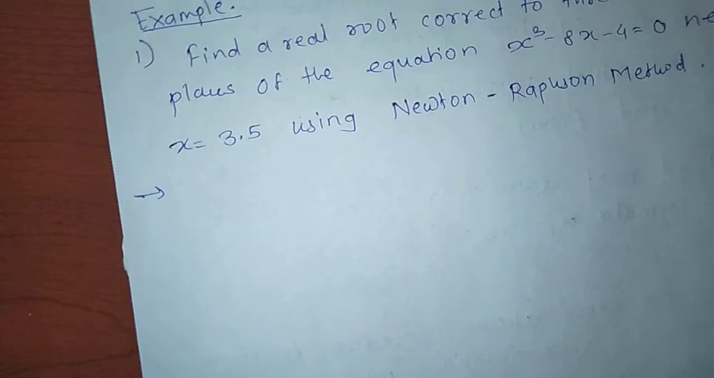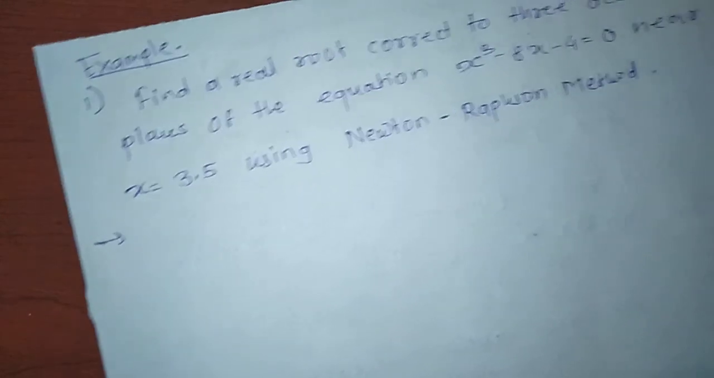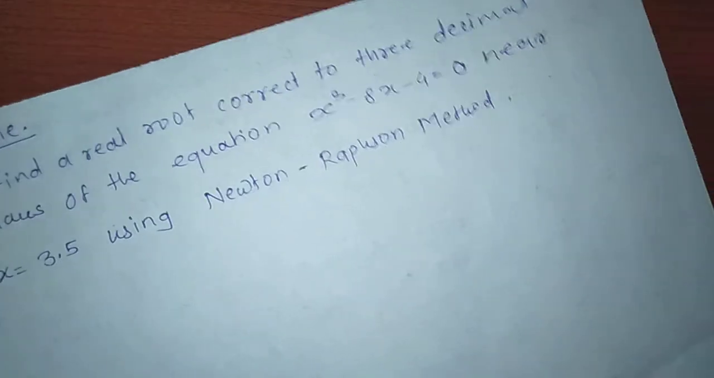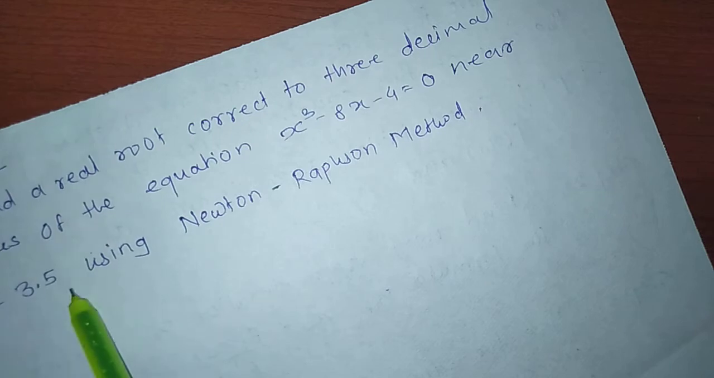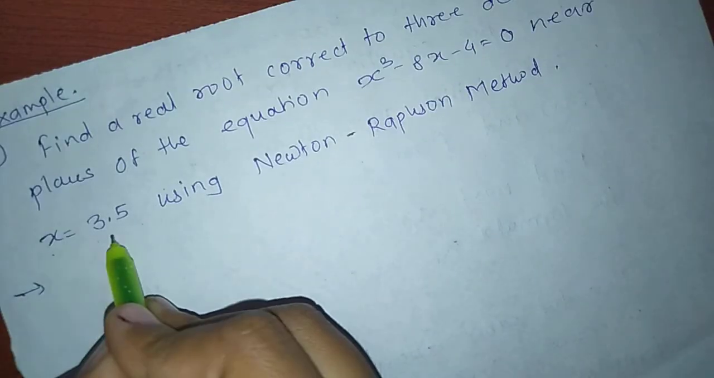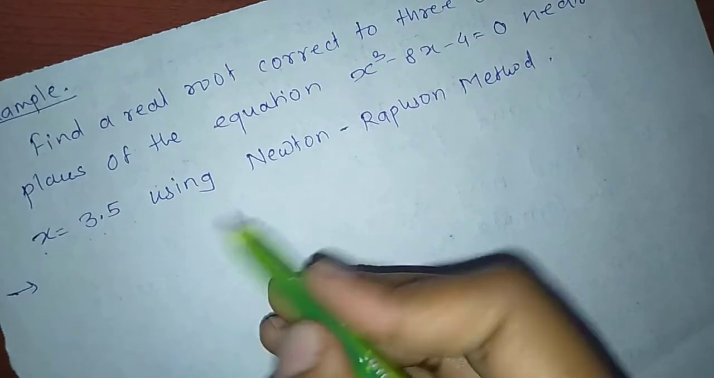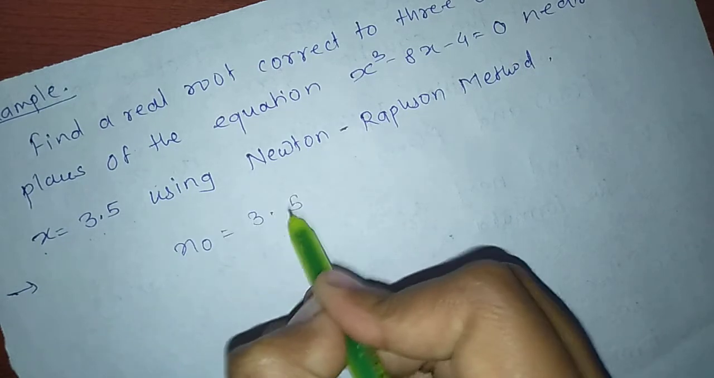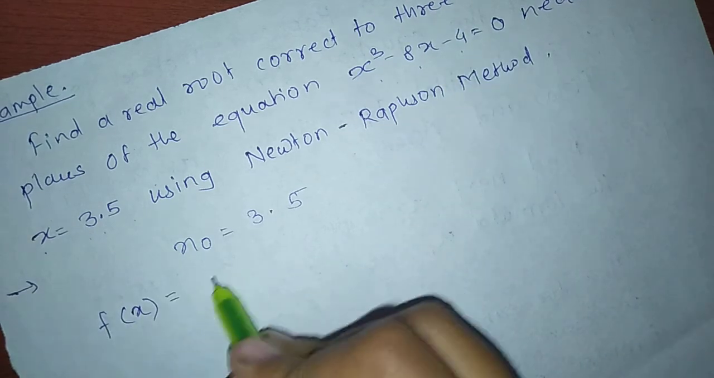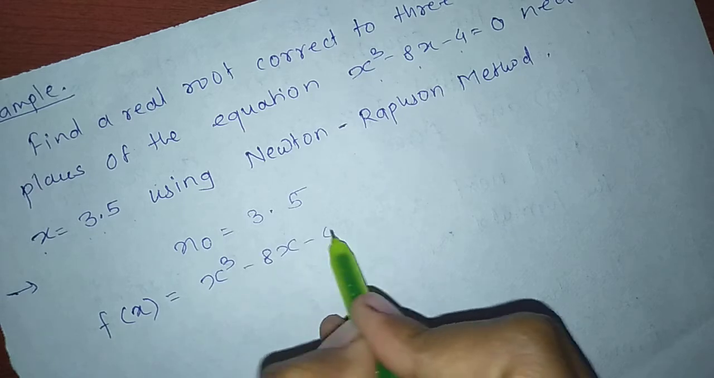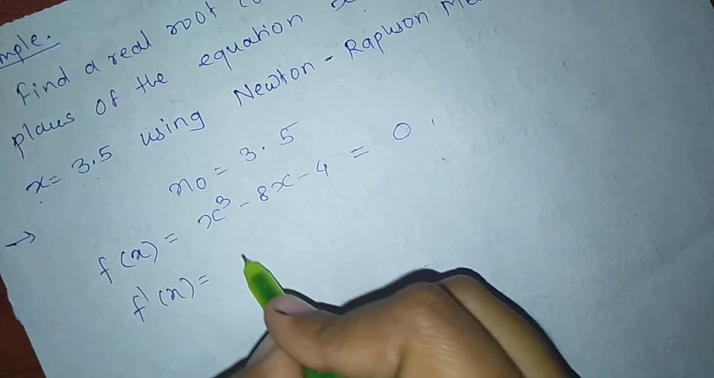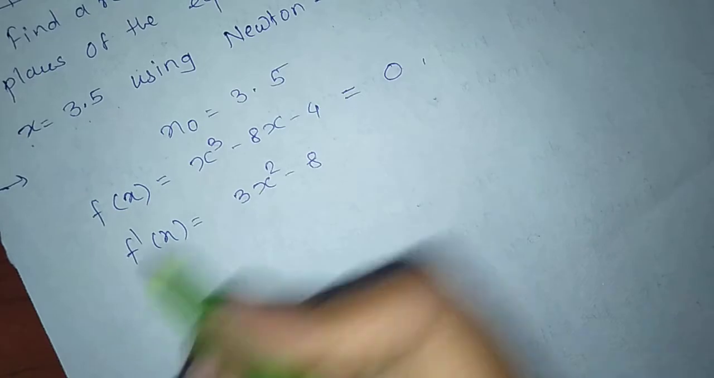Next example, find a real root correct to 3 decimal places of the equation x cube minus 8x minus 4 equal to 0 near x equal to 3.5 using Newton-Raphson method. Here x equal to 3.5 means x naught equal to 3.5. Given x cube minus 8x minus 4 is f of x, which is equal to x cube minus 8x minus 4 equal to 0. f dash of x equal to 3x square minus 8.